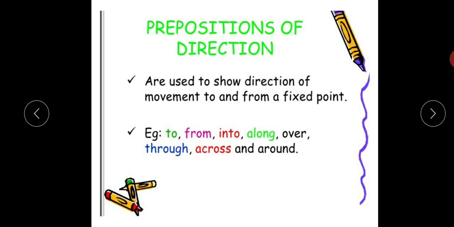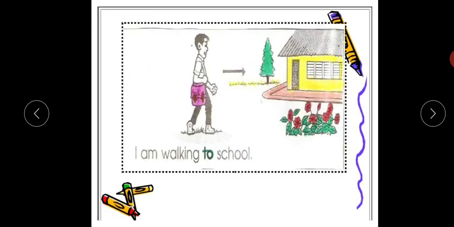The next one is prepositions of movement. The third one is prepositions of movement or direction. These prepositions are used to describe movement. You understand? They are used to show direction of movement to and from a fixed point. So that is preposition of movement. Some examples are to, into, towards, through, from, along, across. All these are prepositions of direction. You can see the pictures here.